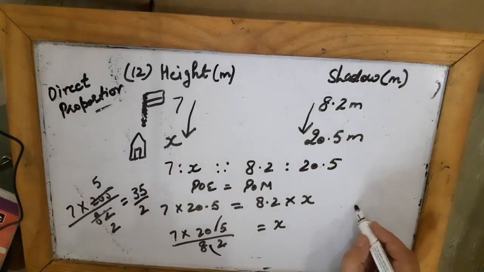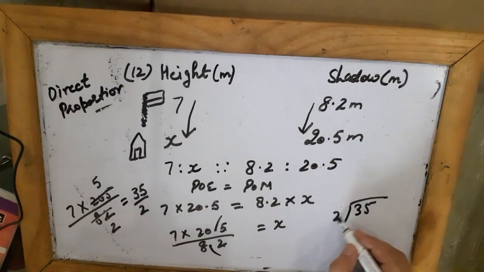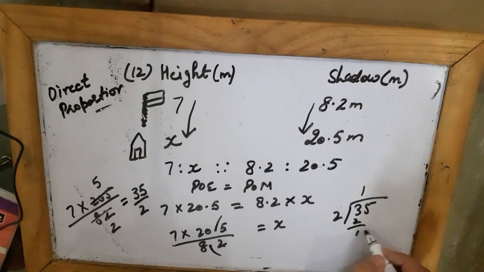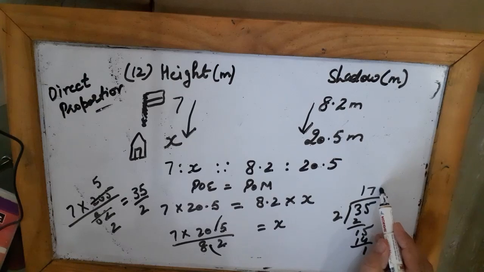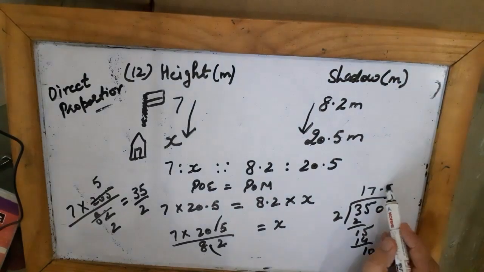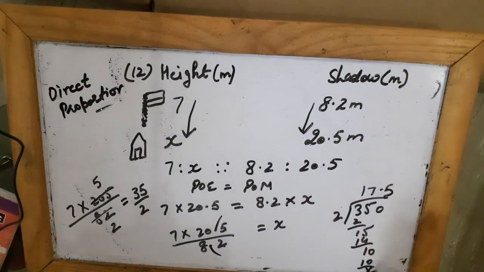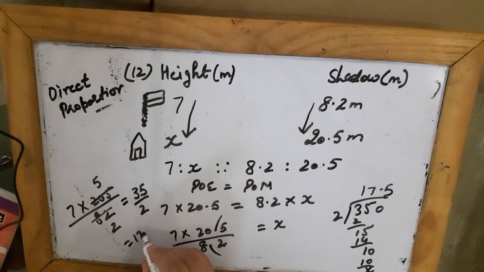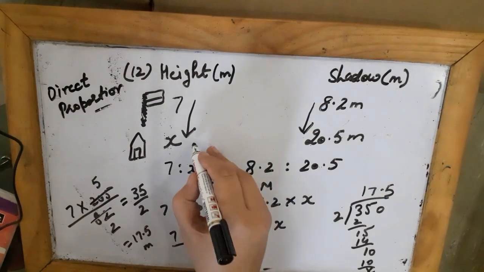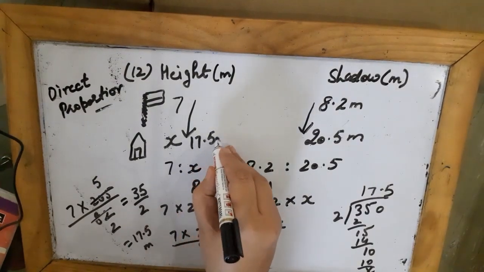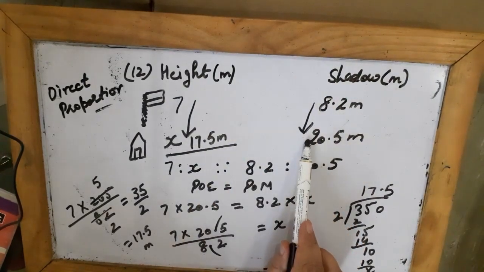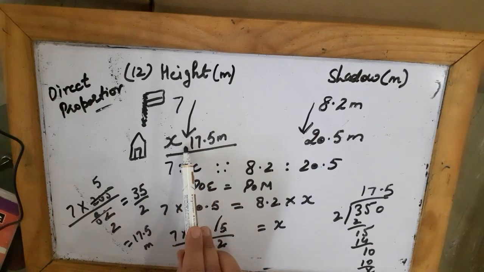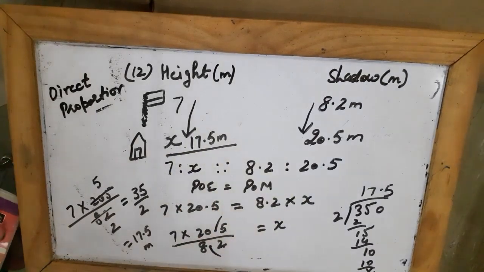Now 35 upon 2 I can divide to get a decimal number. Now 2 7s are 14, 1 is left, so put a point and a 0, so 2 5s are 10. So what answer you will get? 17.5 meters. It means the height of the building is 17.5 meters. So the shadow has increased, it means the height also will increase. So which proportion?